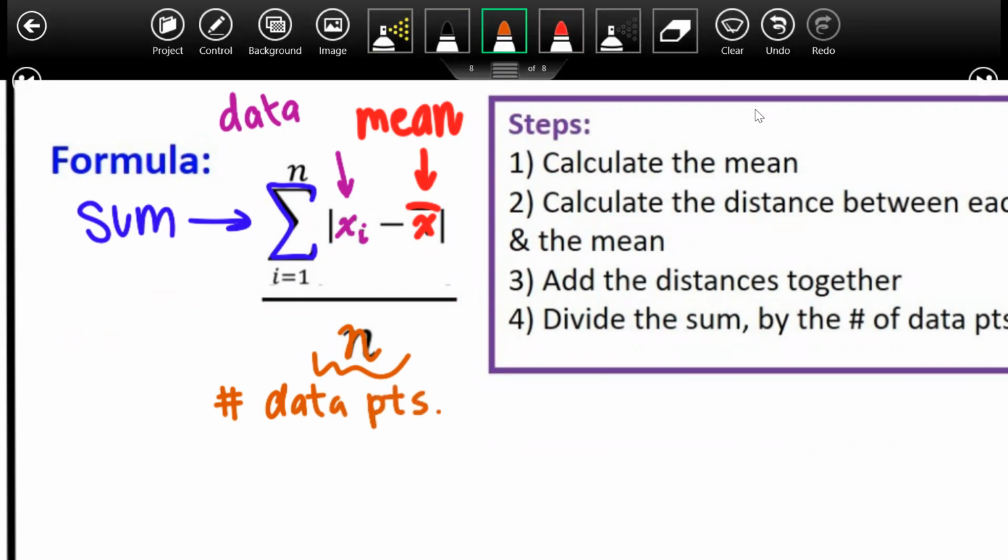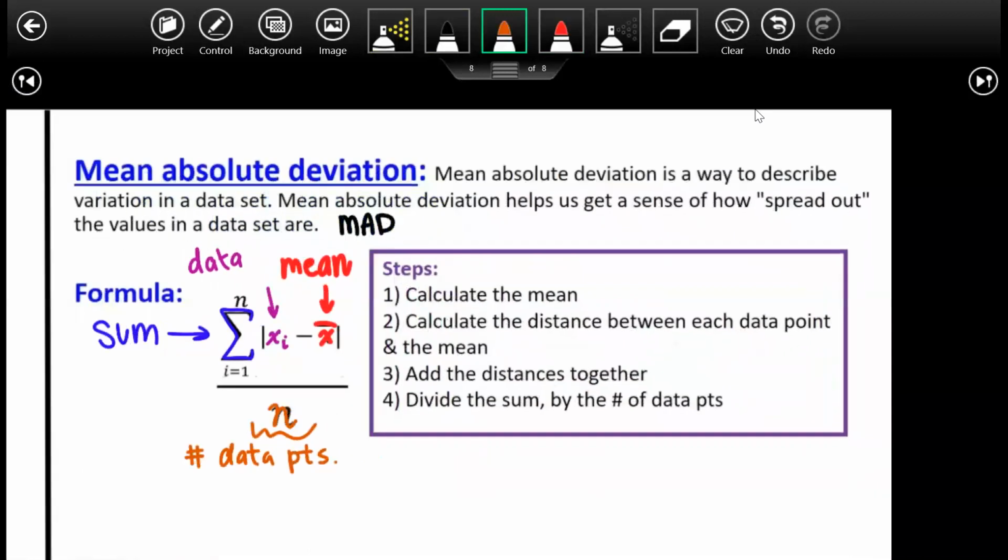This equation might look a lot harder than what we're actually going to do. The steps here are what we're going to follow. We're going to calculate the mean. We're going to calculate the distance between each data point and the mean. We're going to add the distances together and divide by the number of points that we have. If you follow this, it'll be very straightforward. Again, we want to make sense of this. Why are we doing this? What's the purpose? We're finding the average distance the points are to the mean. This will tell me how far spread out the data points are.